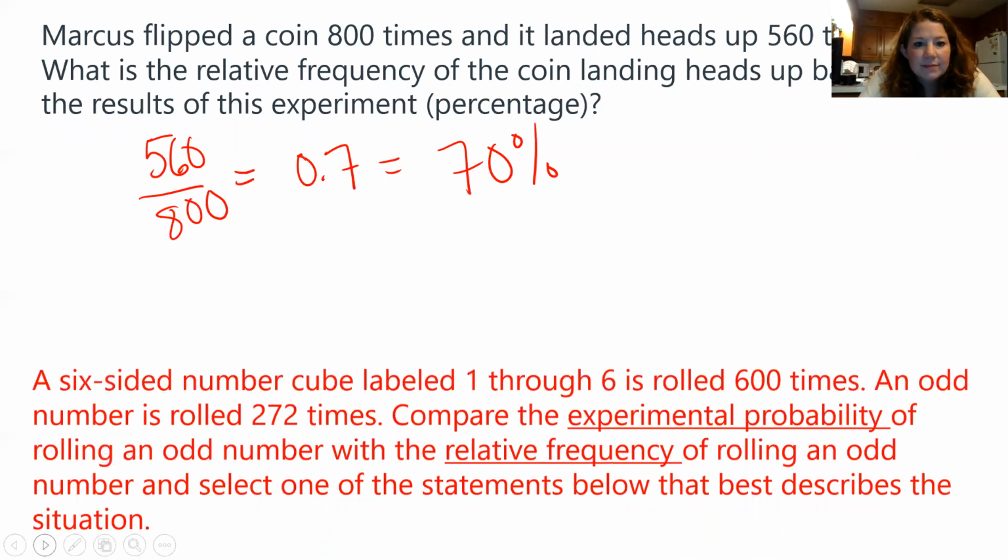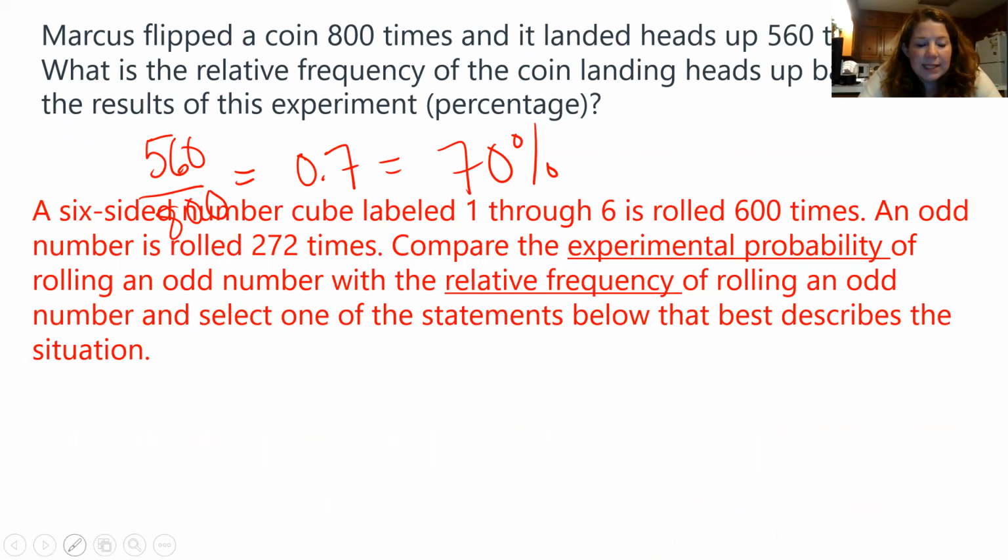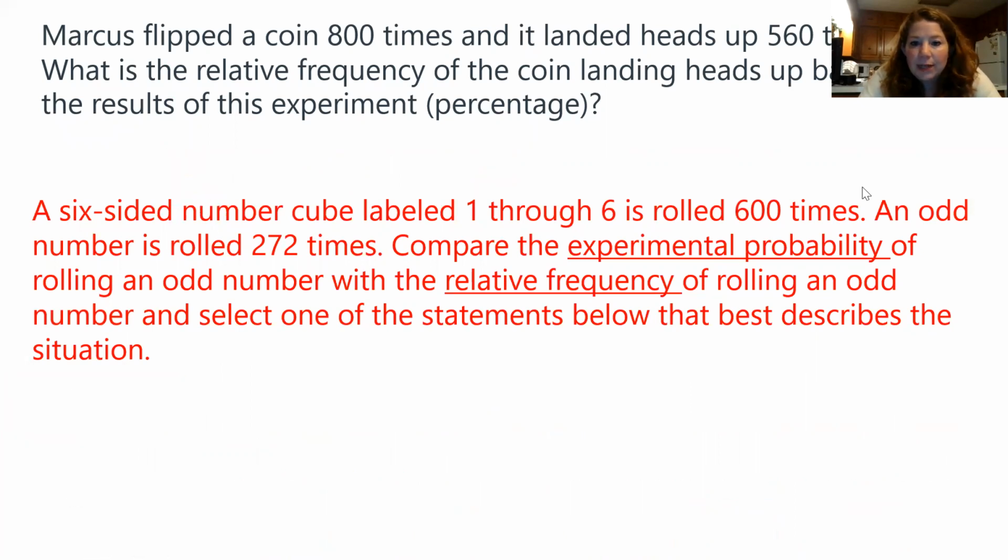Let me erase what I've written. A 6-sided number cube labeled 1 through 6 is rolled 600 times. An odd number is rolled 272 times. Compare the experimental probability of rolling an odd number with the relative frequency, which basically means the theoretical probability of rolling an odd number, and select one of the statements below.